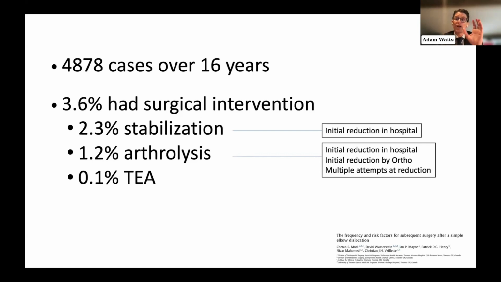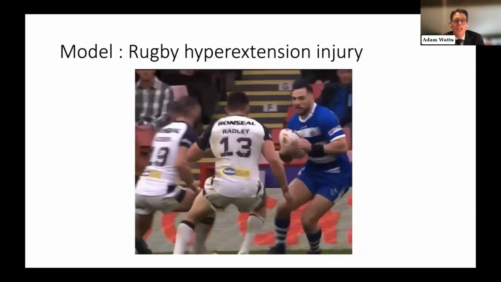And it's important when treating post-traumatic stiffness of the elbow to always consider that hidden cause of stiffness, which is instability, which can be a problem.